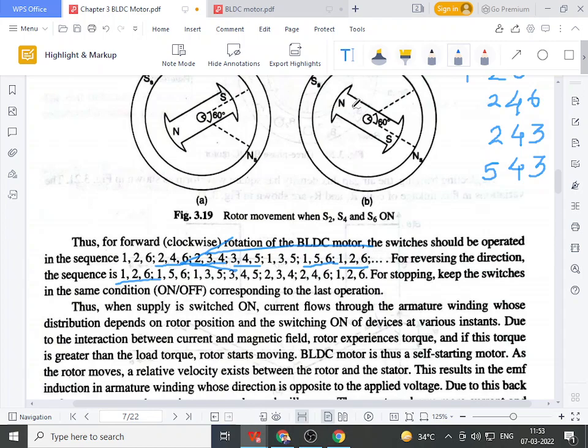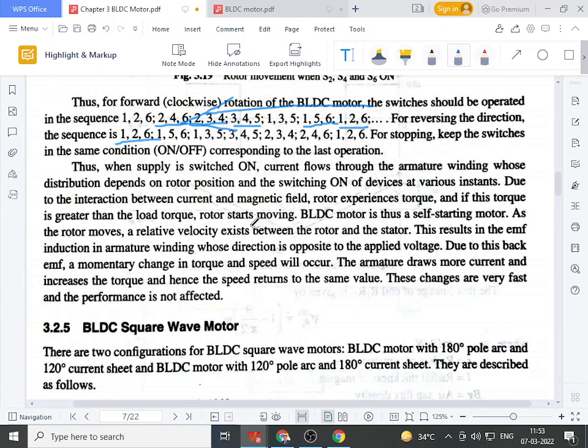So when is the switching sequence change happening? After each 60 degrees the switching sequence will change, and we achieve continuous rotation of the rotor. Thus, when supply is switched on, the current flows through the armature winding, whose distribution depends upon the position of rotor. As we discussed, depending upon the position of rotor, there will be distribution of current flows through the armature winding and the switching on of devices at the various instances.